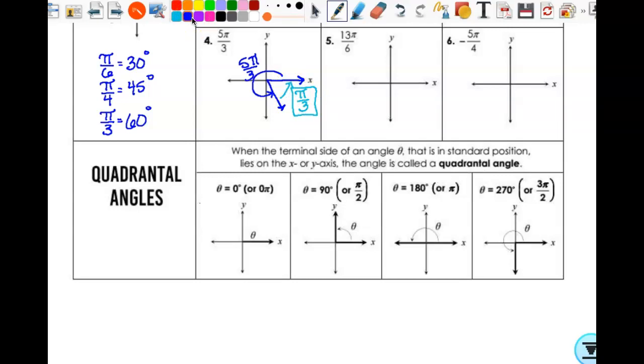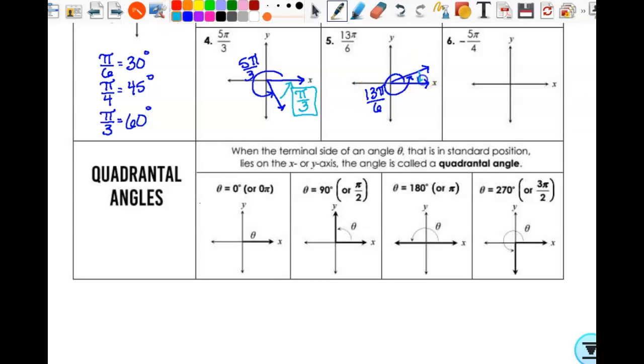Everybody good with that? Ask me questions if you got questions. Okay, start at 0. We're thinking in terms of sixths. So this is 6 pi sixths. This is 12 pi sixths. If I back up one, I'm at 11 pi sixths, but I want to go to 13 pi sixths, so I go forward one. Pi sixths is 30, so I'm about right here. So that means I started here, went all the way around like this. That is 13 pi sixths.